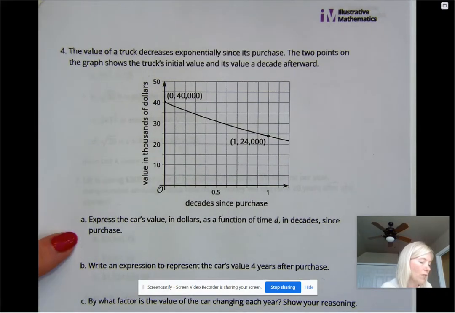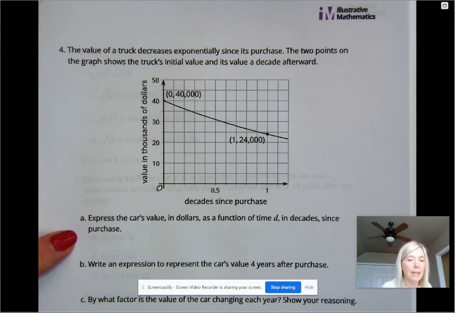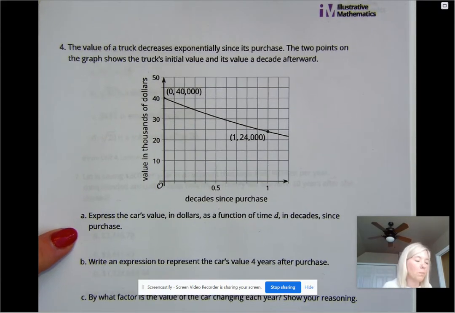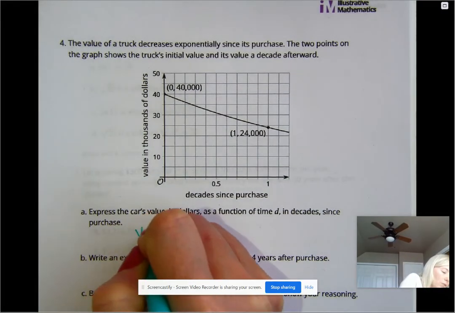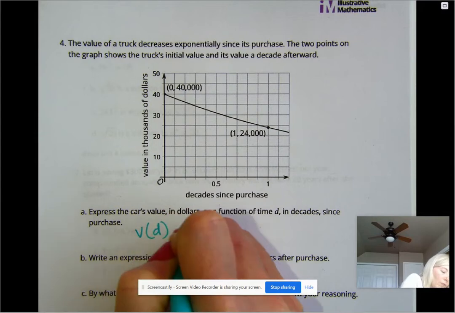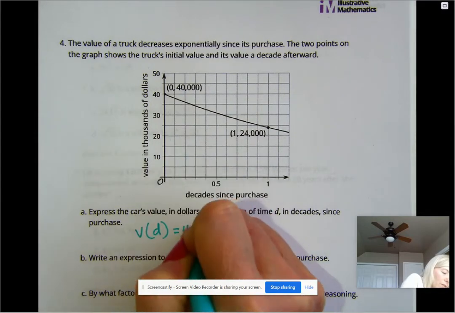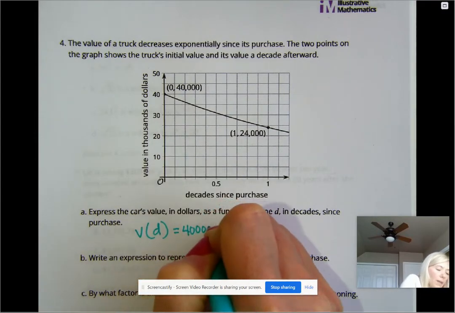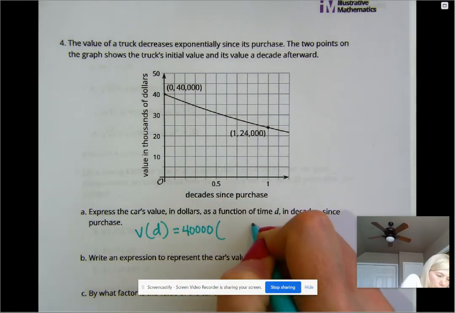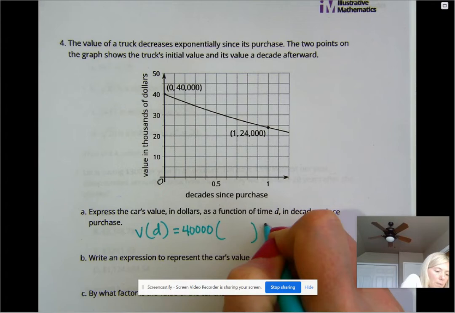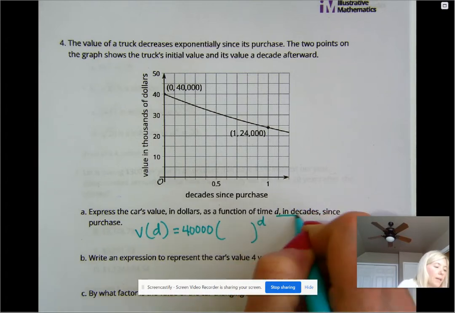Express the car's value in dollars as a function of time, D, in decades since its purchase. Okay, so I know I'm going to use function notation. The initial value was 40,000. And then to figure out that factor, the X one is just going to be D, and it represents decades.